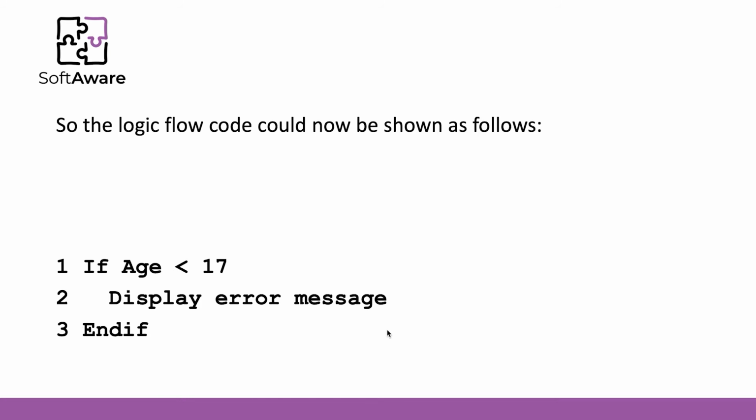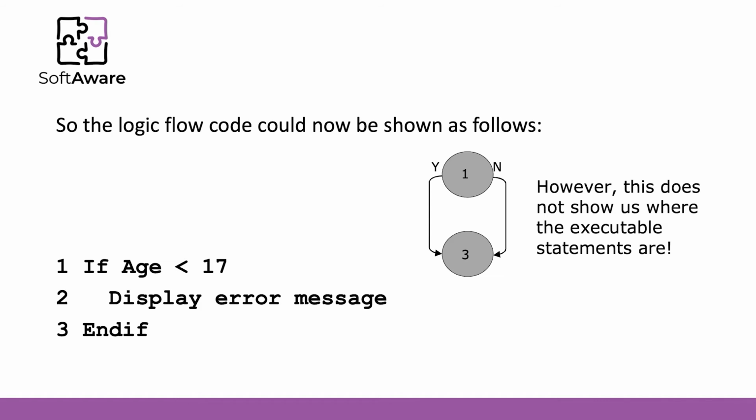So if we consider this example once again, and we try to represent it using the Etzel notation, we will get to this example. This does not show us where the executable statements are, and it's quite simple, and it's not very useful because from line 1 you get to line 3 whether the condition is assessed as true or yes, or as false or no. You don't actually get enough information from this notation.